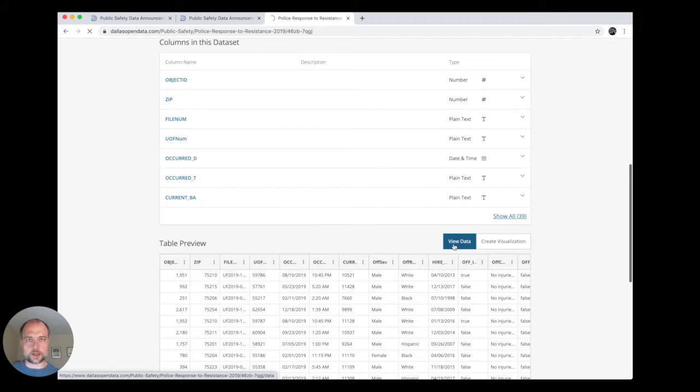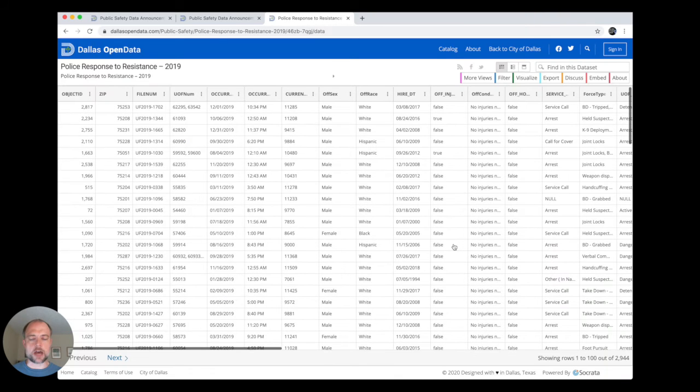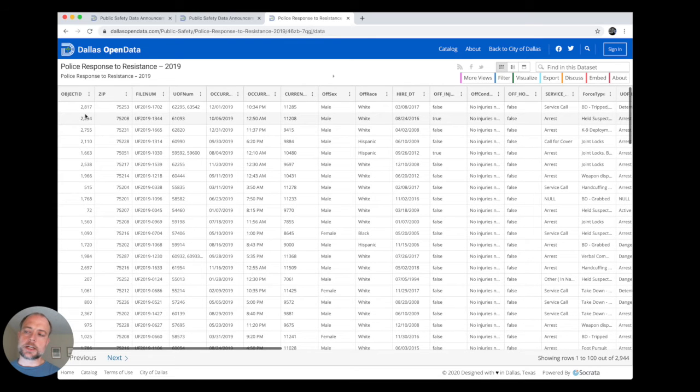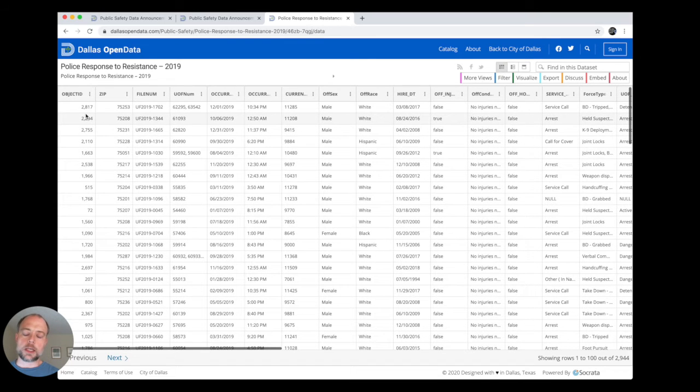So I'm going to take you to the data. And again, I'm going to caveat this by saying this data set, I've worked with a little bit, but I'm still kind of trying to understand this. So the object ID is basically just a serial number for it. It's not a descriptive identifier. You see the zip code where it happened, the file number for it, for the use of force.